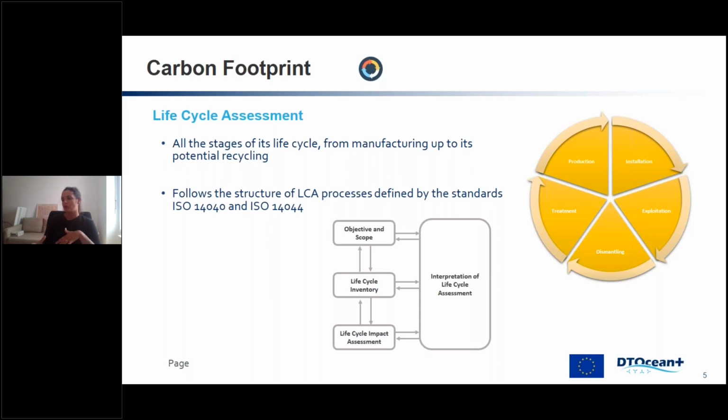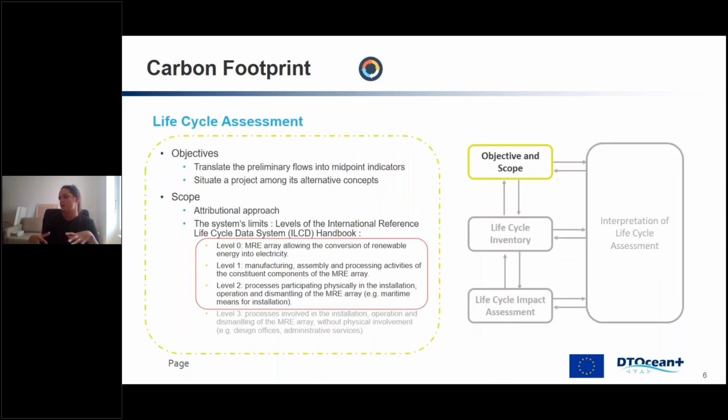So we follow the structure of the LCA processes defined by the ISO standard, which basically describes 4 steps to follow to carry out a life cycle assessment. So the first step is to define the objective and the scope. Like I said, we want to translate the preliminary flows into midpoint indicators.